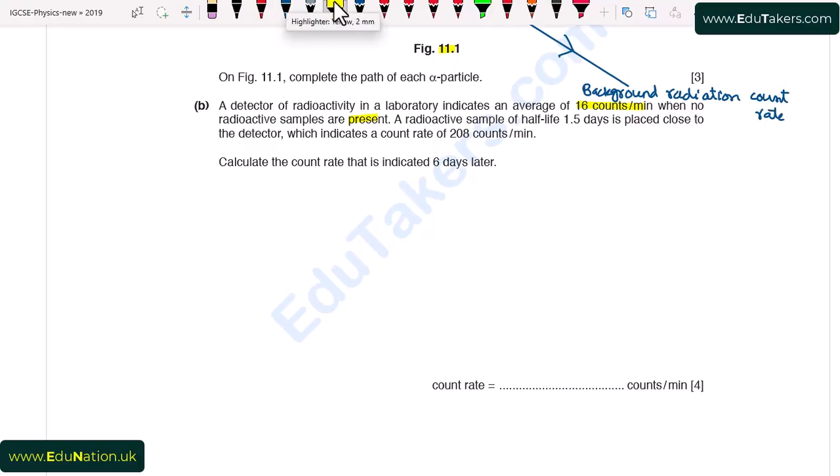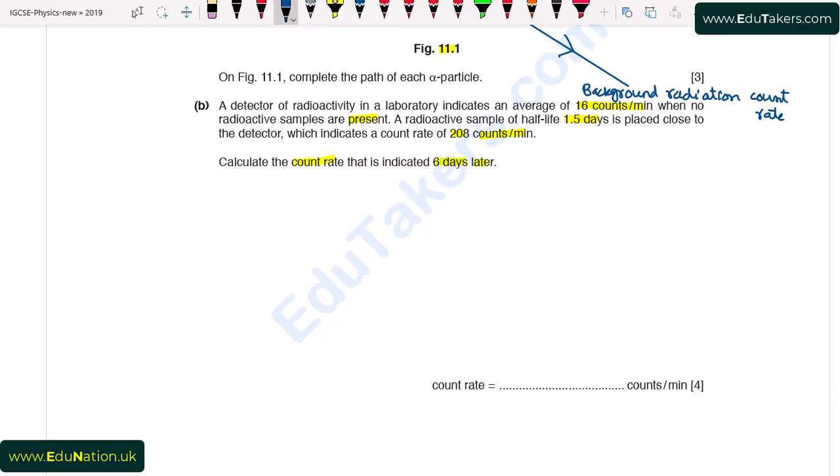Next, a radioactive sample of half-life 1.5 days is placed close to the detector, which indicates a count rate of 208 counts per minute. So when we place our radioactive sample close to the detector, whose half-life is 1.5 days, then the count rate increases to 208 counts per minute. Calculate the count rate that is indicated 6 days later. So here we have to estimate the count rate that is indicated 6 days later.